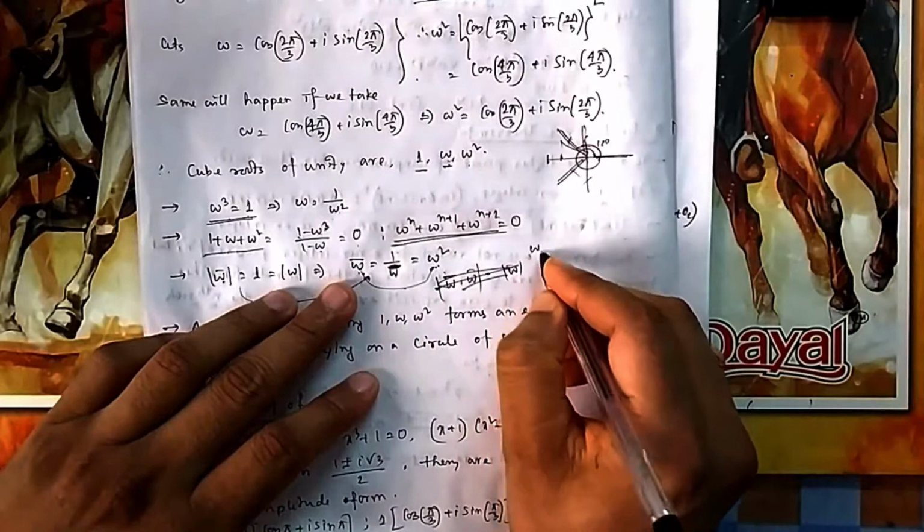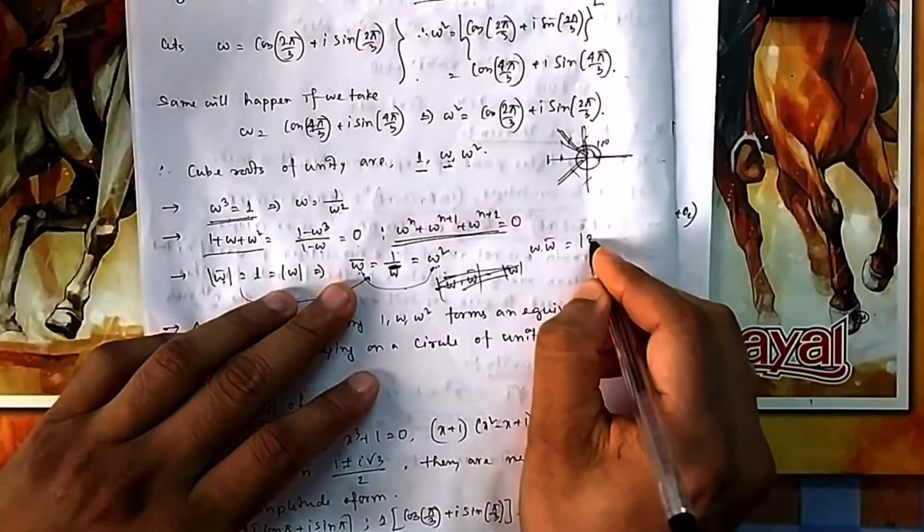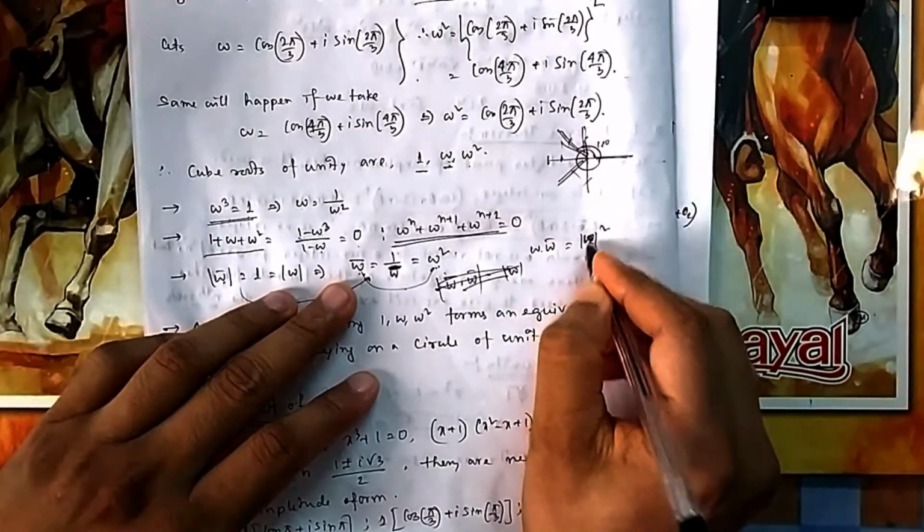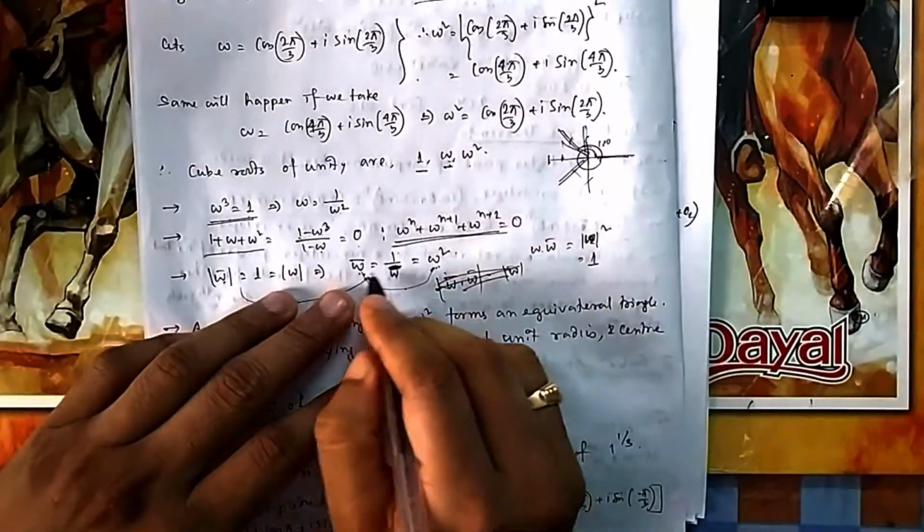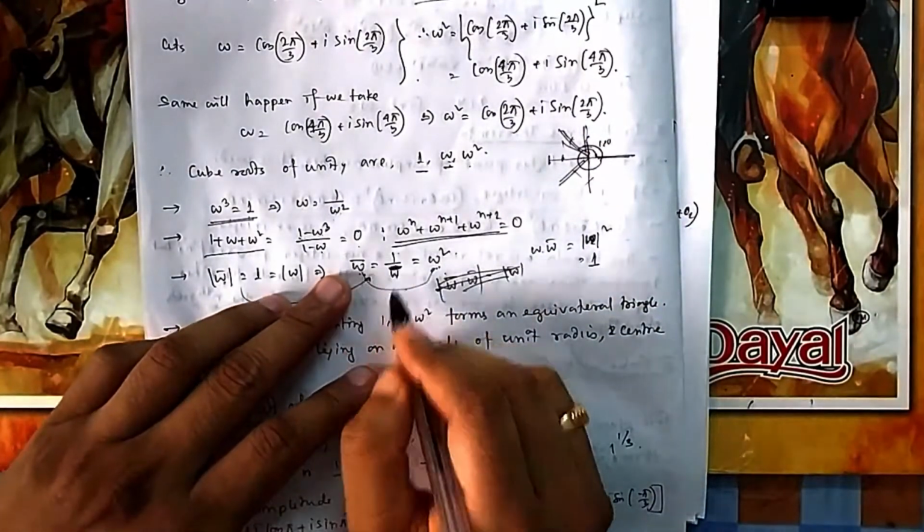And because omega into omega bar is what? Z into Z bar was mod Z square. That is mod omega square, and this is 1. So that's why omega bar is equal to 1 by omega.